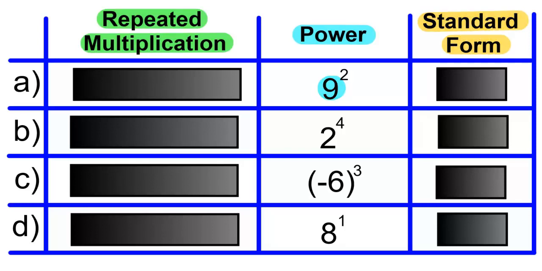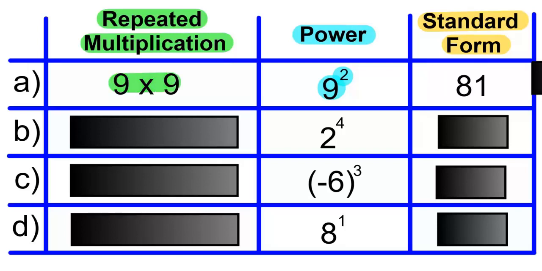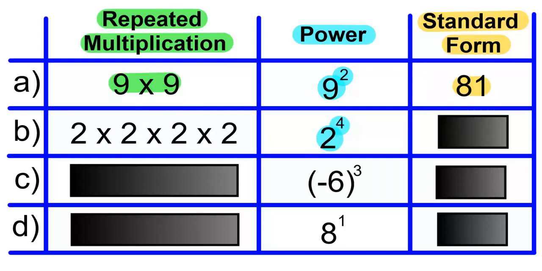A. If the power is 9 to the power of 2, as repeated multiplication, this would be 9 times 9. And in standard form, this would be 81. B. As a power, we have 2 to the power of 4. As repeated multiplication, this would be 2 times 2 times 2 times 2. And in standard form, this would be 16.